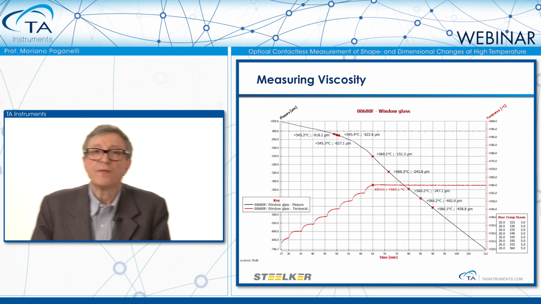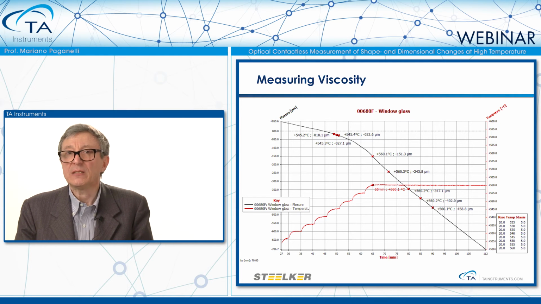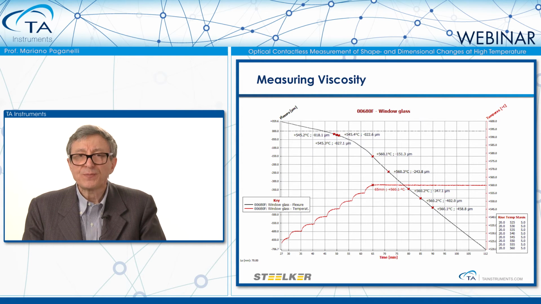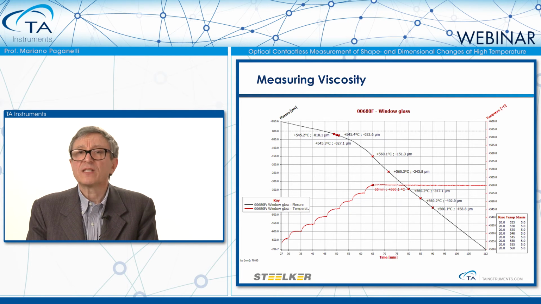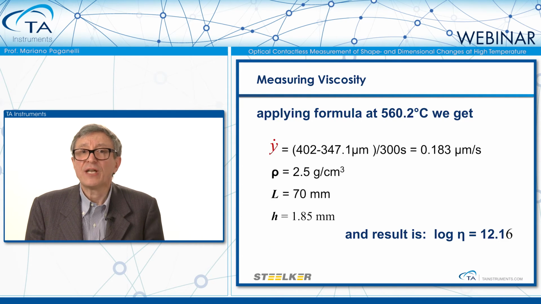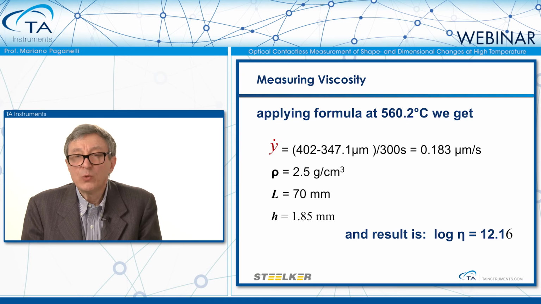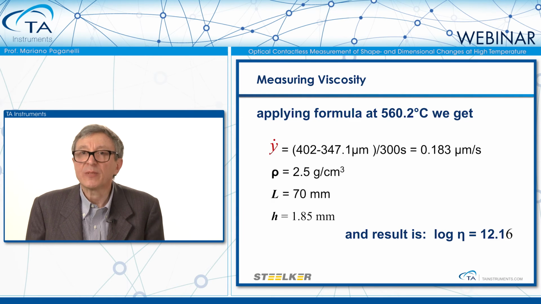This is an example of the measurement of viscosity on a glass rod. The red line is a heat treatment, and you can see it is a stepped heat treatment that reaches a constant temperature at 560 degrees. At 560 degrees, we measure the strain rate, and using the formula above, we can calculate the viscosity, which is exactly what it is. So instead of using an extremely expensive, high temperature rotational viscometer, with this technology, you can run also this kind of experiments.